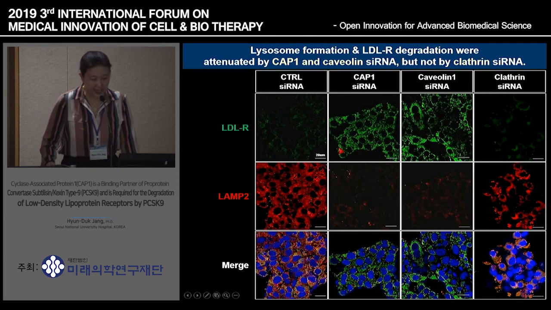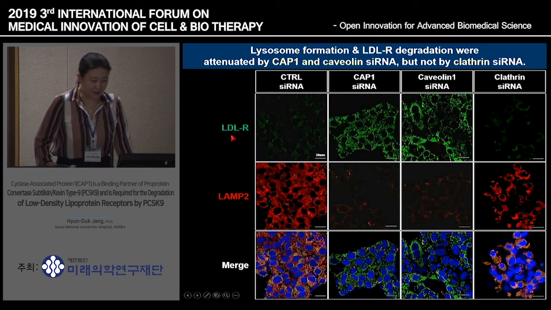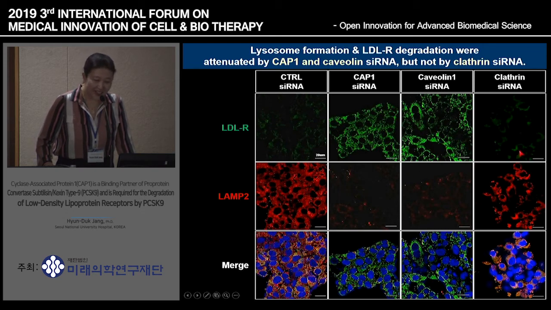Here is immunostaining. We stained LDL receptors with LAMP2, which marks lysosomes. LDL receptors are degraded after PCSK9 treatment. With CAP1 knockdown and caveolin knockdown, LDL receptors are protected. With PCSK9 treatment, LAMP2 appeared, which means lysosome formation, and CAP1 knockdown and caveolin knockdown could not. But with clathrin knockdown, LDL receptors are degraded and lysosomes appeared.